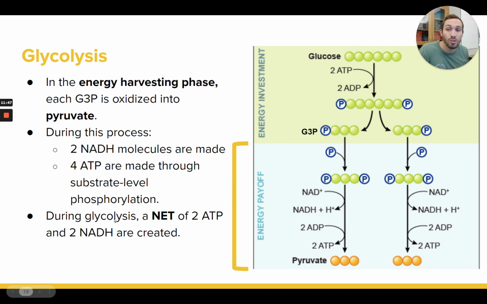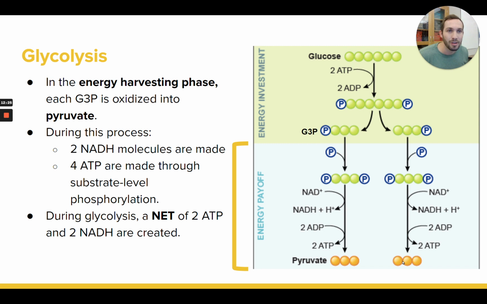So overall, the net production during glycolysis, from glucose to pyruvate, is 2 ATP, because we were at -2 before, and then we made 4. So you made 4, but you already used 2. So really, you just made a net of 2 ATP. And then we also end up with 2 NADHs. And now we have pyruvate, no longer glucose. This was glucose, but now it's pyruvate, okay?